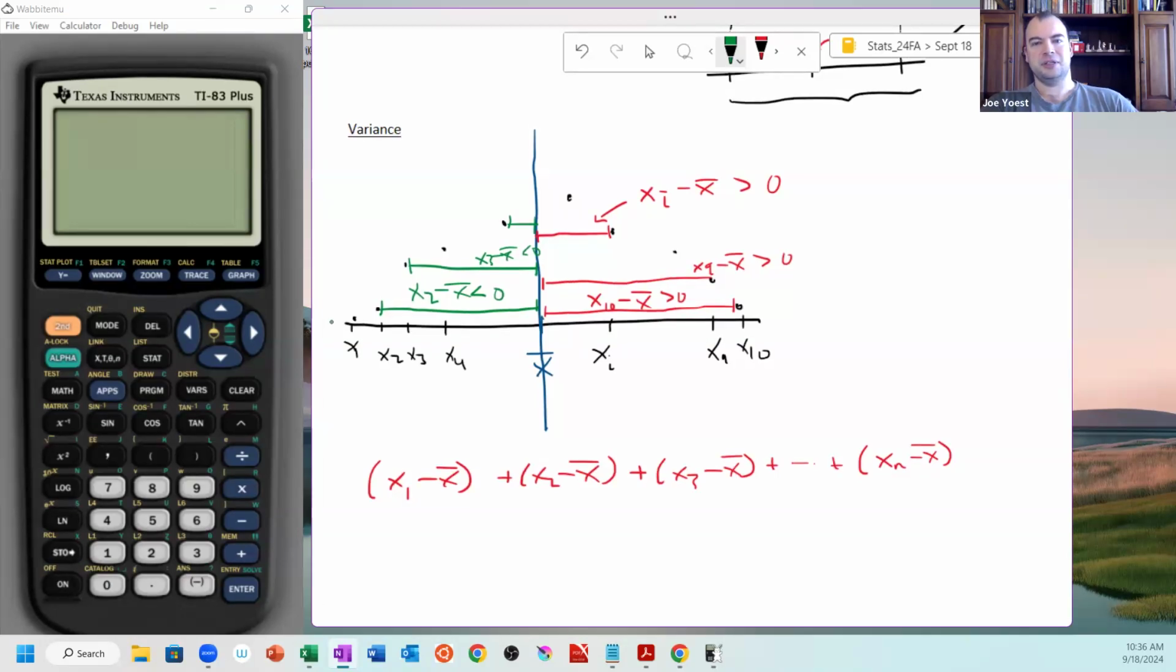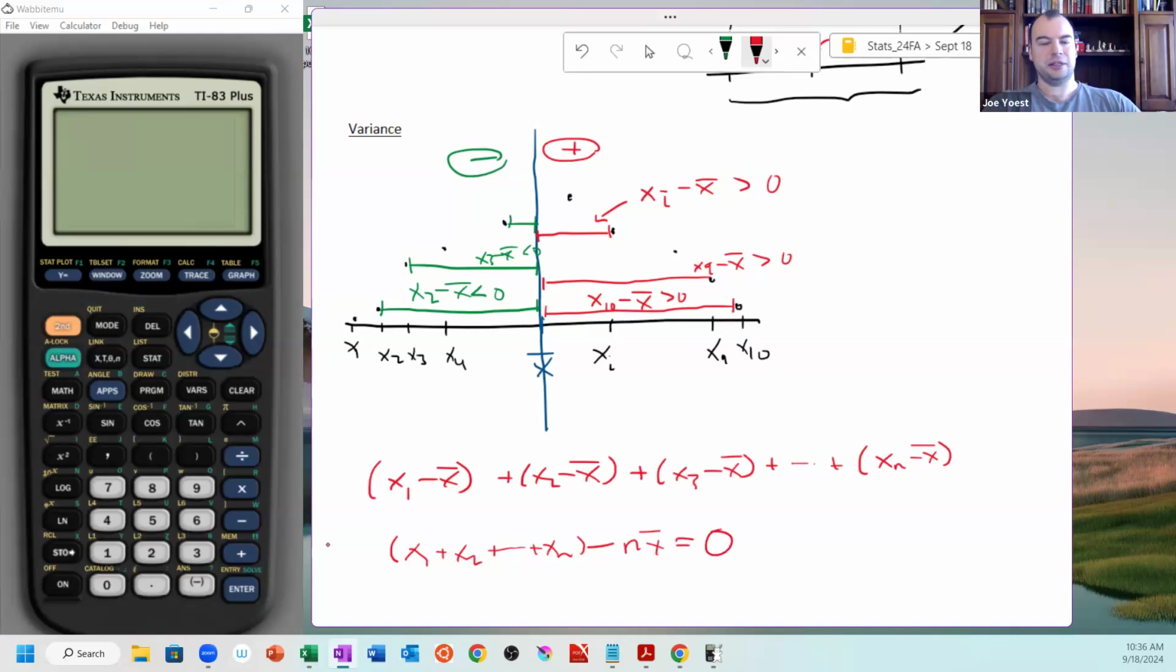And in fact, I have cancellation, right? I have a bunch of negative numbers on the left, a bunch of positive numbers on the right. I add them together and I get a lot of cancellation. In fact, I get perfect cancellation. If I add all of these up, well, I can get rid of my parentheses, collect my xi's, and then I have minus n x bar. But what is n x bar? X bar is the sum of x1 through xn over n. This is exactly equal to 0.